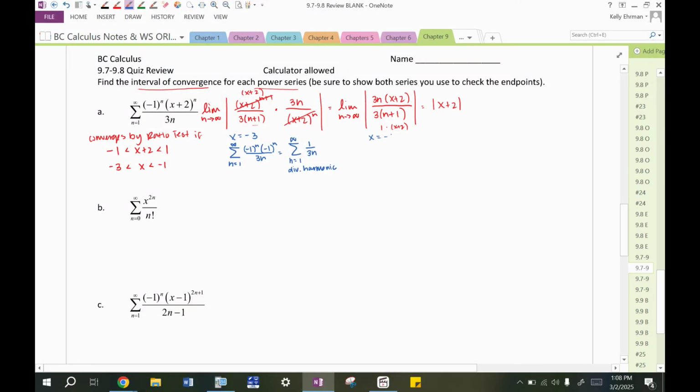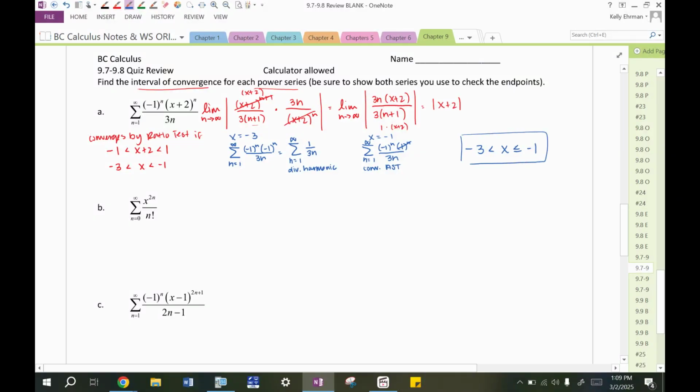Check x equals negative 1. So that makes it the series from 1 to infinity of negative 1 to the n. And then when you plug in negative 1 here, you're going to get 1 to the n. So that can just go away. That's just times 1, and it's over 3n. Now this is an alternating series. The terms for 1 over 3n are approaching 0. So this converges by the alternating series test. So my final interval of convergence is not including negative 3, but I am including negative 1.